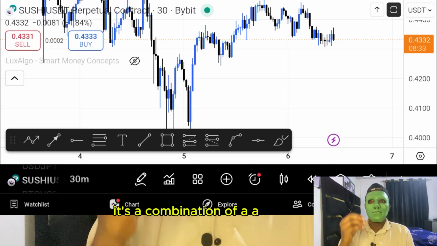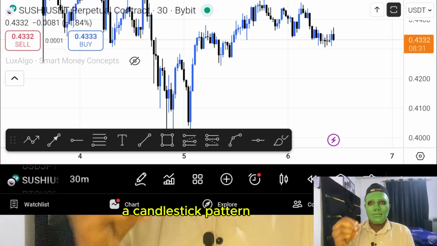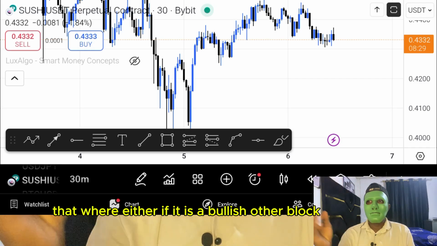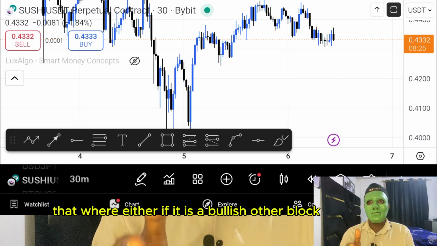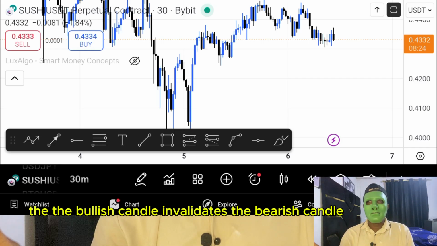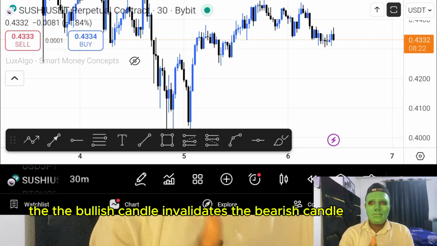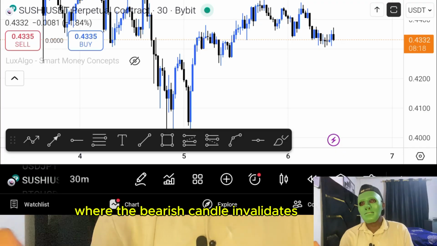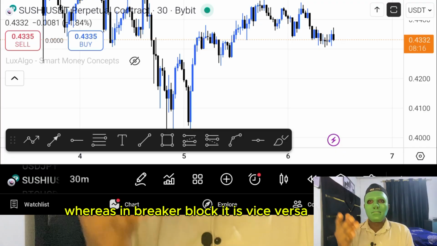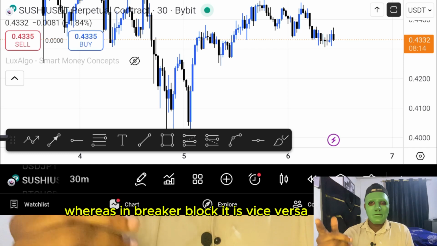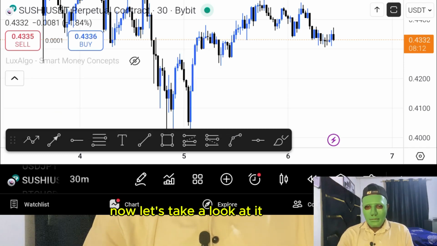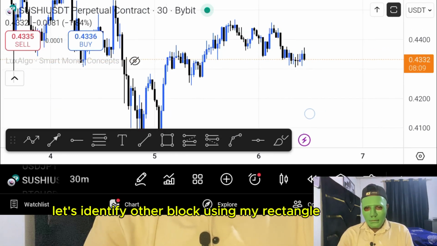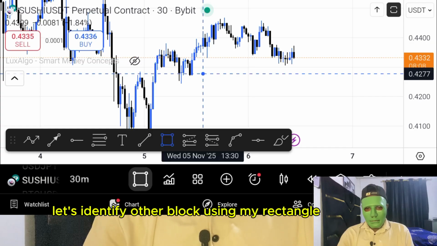Remember, I said it's a combination of a candlestick pattern, where if it's a bullish order block, the bullish candle invalidates the bearish candle, but if it's a bearish order block, the bearish candle invalidates a bullish candle, whereas in a breaker block it is vice versa. Now let's take a look at it. Let's identify an order block using my rectangle.